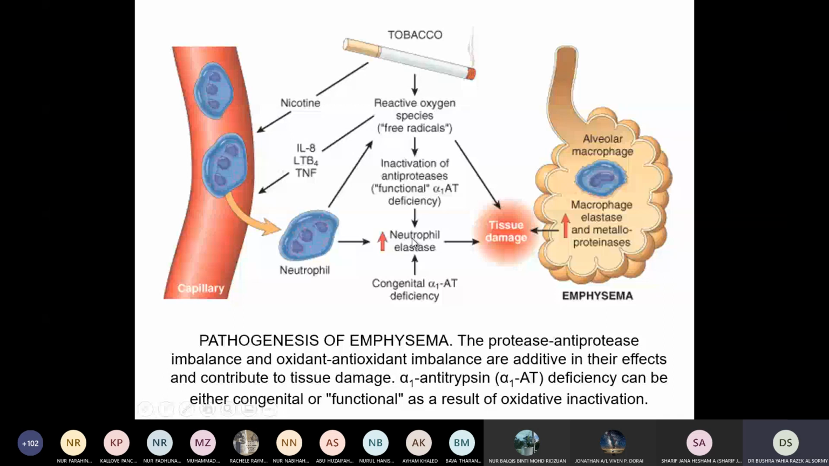This neutrophil elastase causes tissue damage, plus we also have the alveolar macrophages. They release macrophage elastase and metalloproteases, causing destruction of the alveolar wall and also the respiratory bronchiole. Understood? Yes, doctor. Okay.